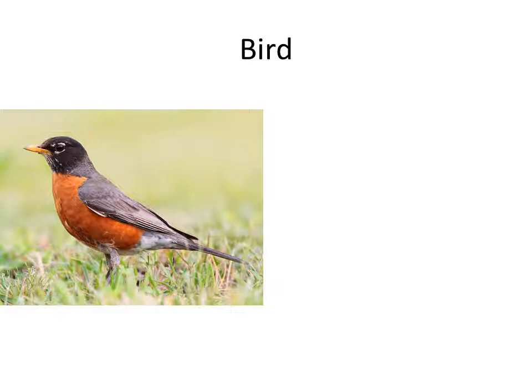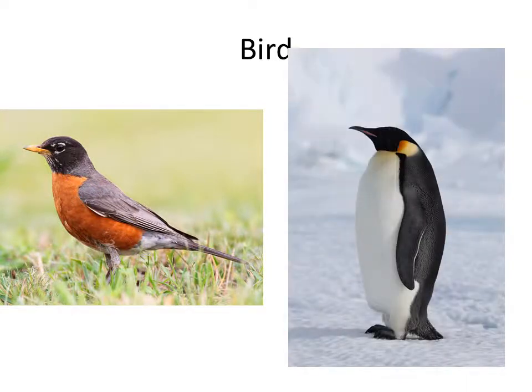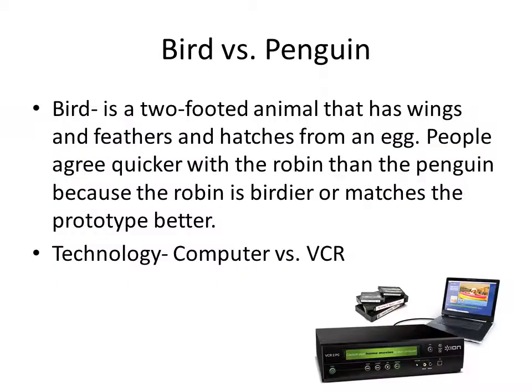Okay, but remember, there's other things that fall under a bird. A penguin is also a bird. But for most of you, that's not the prototype which you have for a bird. So most of us, when we think about it, it's easier for us if we see something that's similar to a robin to classify it under that concept. All right. So a bird is a two-footed animal that has wings and feathers and hatches from an egg. People agree quicker with the robin as the prototype than a penguin because the robin is birdier, they say, or matches the prototype better.